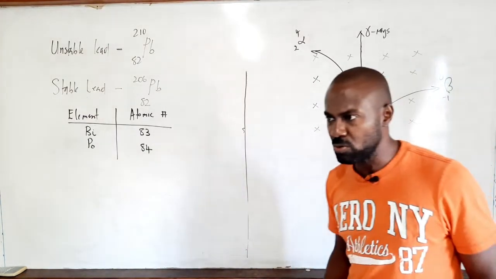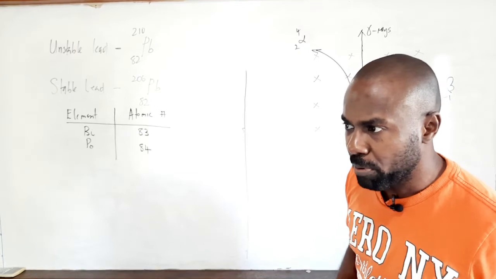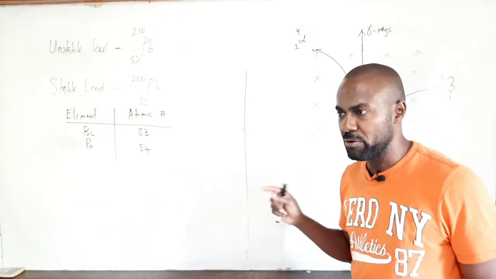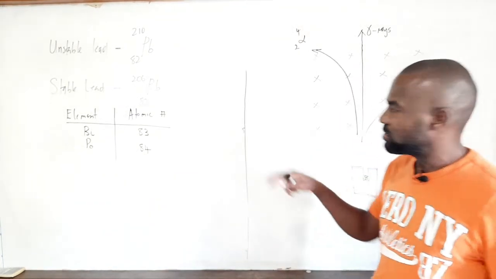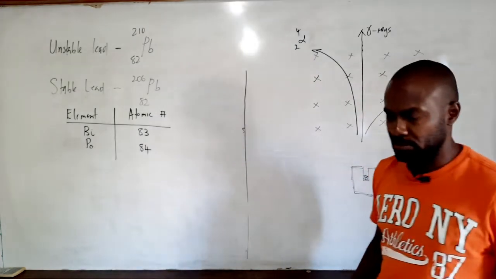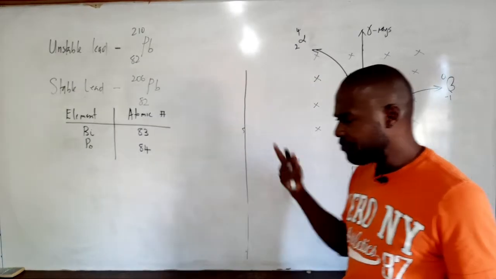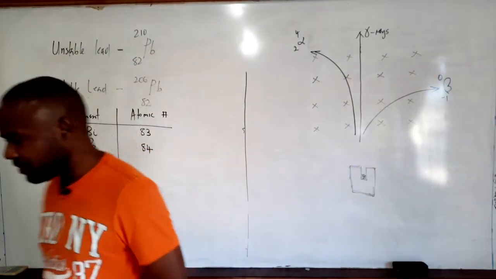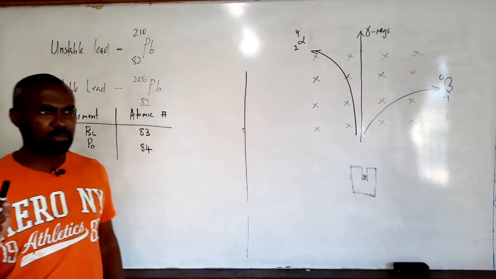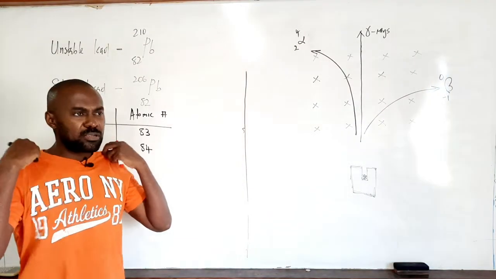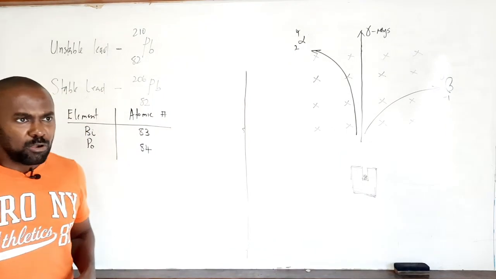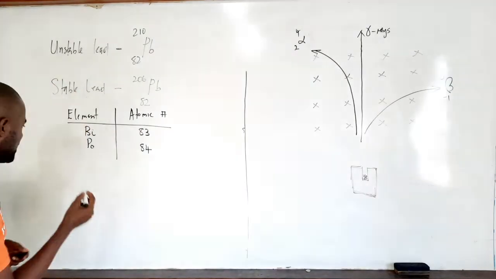And we're supposed to write a possible sequence of 3 nuclear equations that can result in stable lead from unstable lead. Now, before we go into that, let's briefly recap alpha particle emission and beta particle emission and look at the equations which govern both, right? So alpha particle emission.